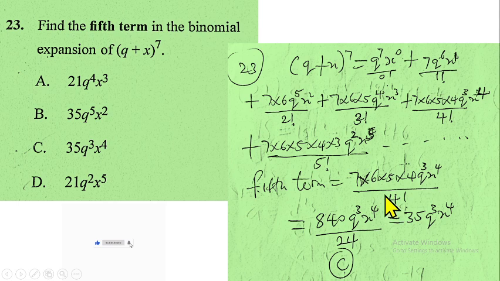If you simplify this, 7 times 6 times 5 times 4 gives us 840. 4 factorial is 24, because 4 times 3 is 12, times 2 is 24. Then 24 goes into 840 35 times, which gives us 35 q raised to power 3 s raised to power 4. If you look at the options given to us, option C is the correct option for question number 23.